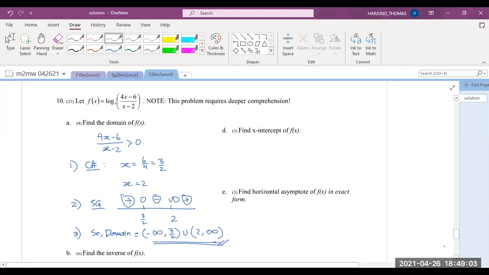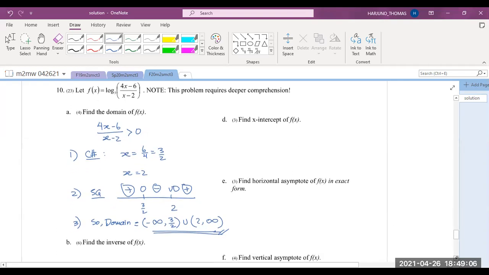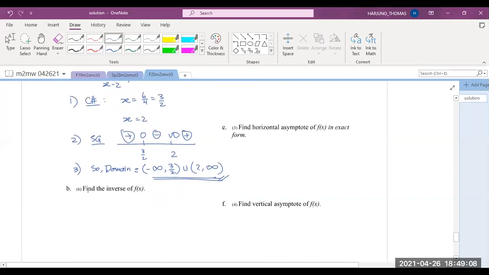Part B, find the inverse. We have this routine before. Okay, so step 1, y equals log base 3 of (4x minus 6) over (x minus 2). Step 2, we swap the x and y.